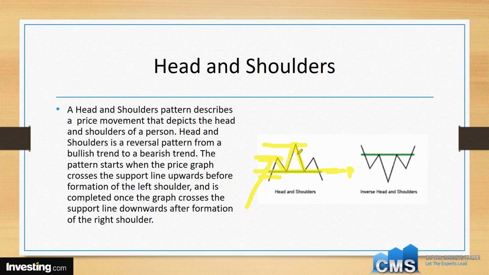So if this shoulder started the formation here, came down here, then the head bounced back up, and then came back down to here and then bounced back up, you wouldn't have a head and shoulders pattern. You must have the formation of this neckline here.